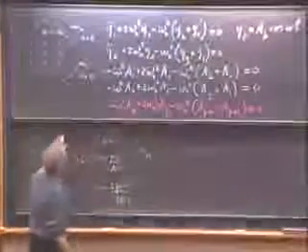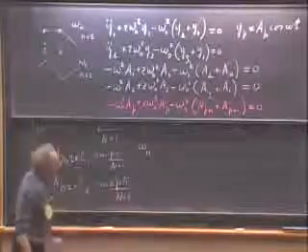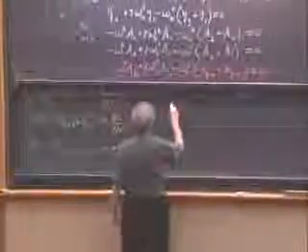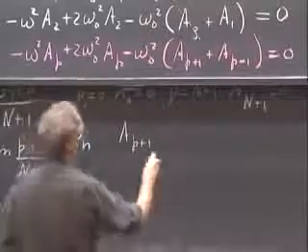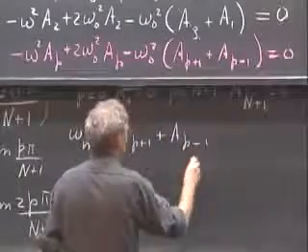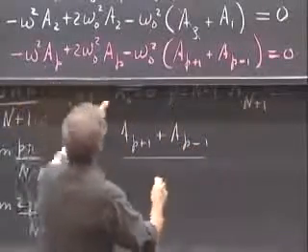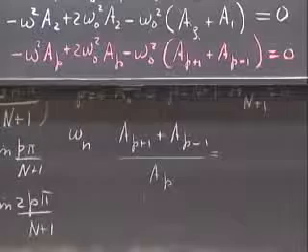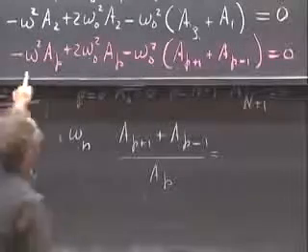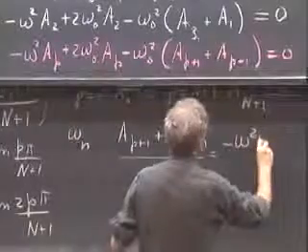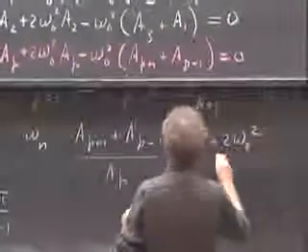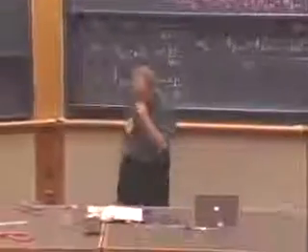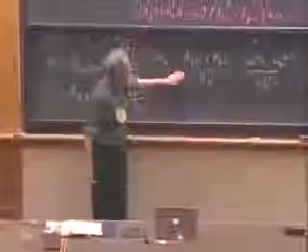And I'm going to write it now slightly differently. I'm going to take the a's to one side. So I'm going to write down here a p plus 1 plus a p minus 1 and divide that by ap, just rearranging, and then you will find that it is minus omega squared plus 2 omega 0 squared divided by omega squared. Take a look at this and convince yourself that this equation is identical to this one.